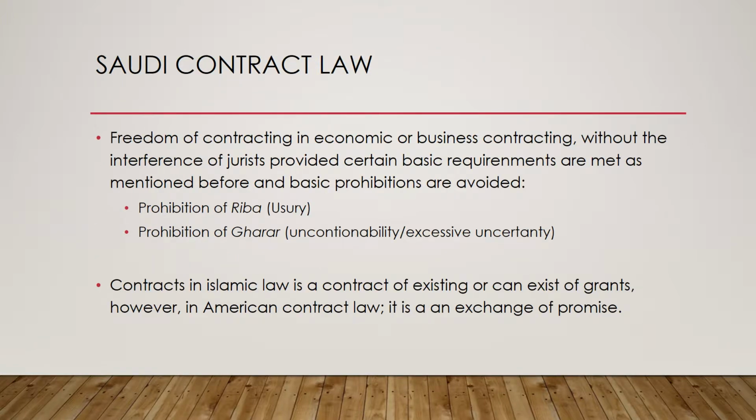So the Saudi contract law gives freedom of contracting in economic or business contracting without the interference of jurists or judges, provided certain basic requirements are met as discussed before. And there are basic provisions that have to be avoided: provision of riba, or usury, interest, and provision of gharar, which is unconscionability or excessive uncertainty.